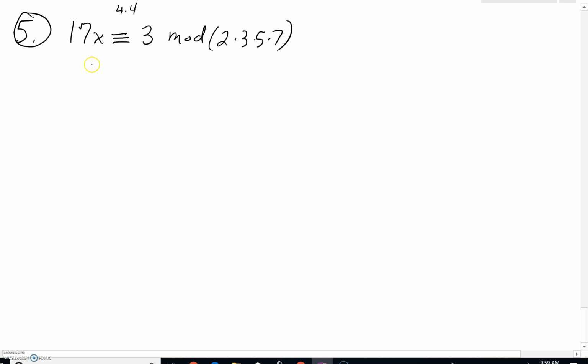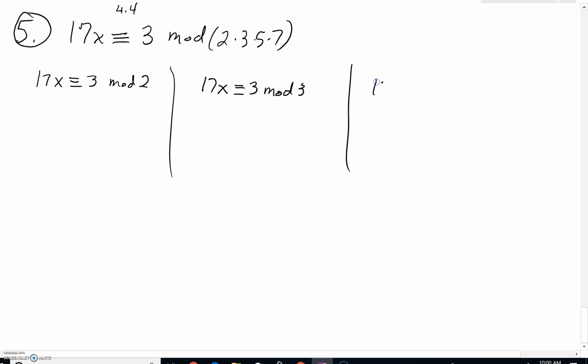They're saying that you can solve for this by solving a system of equations. By solving 17x is congruent to 3 mod 2. Also solving 17x is congruent to 3 mod 3. 17x is congruent to 3 mod 5. And then last, 17x is congruent to 3 mod 7.